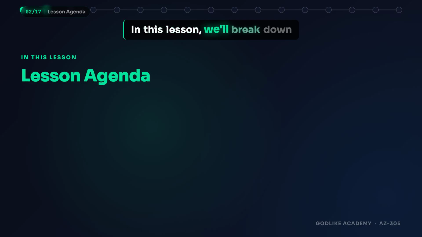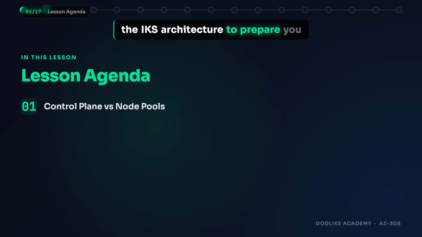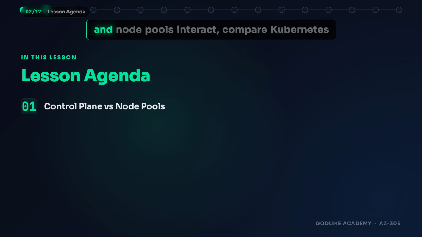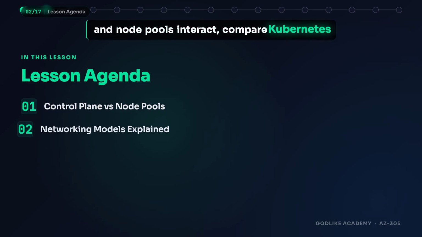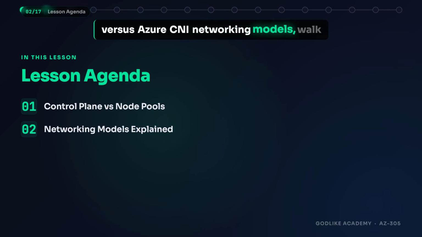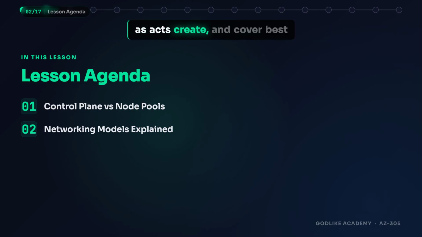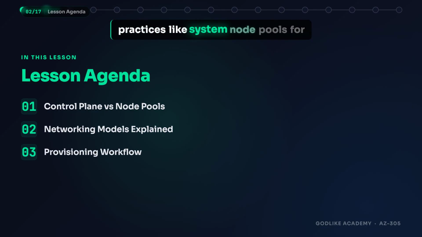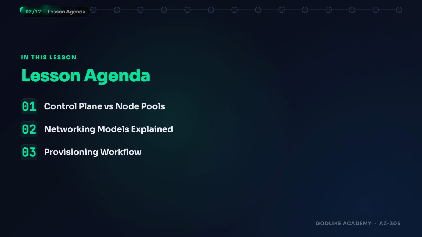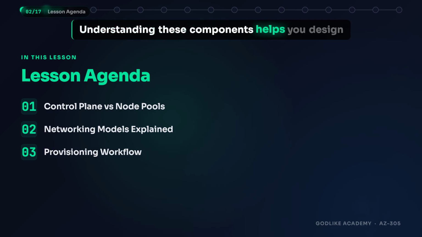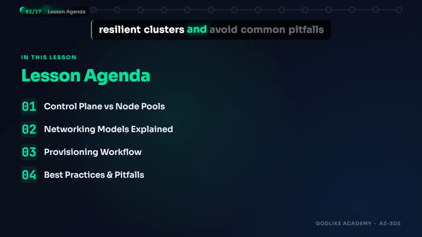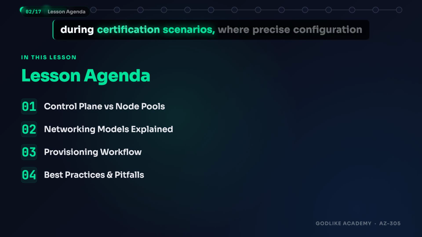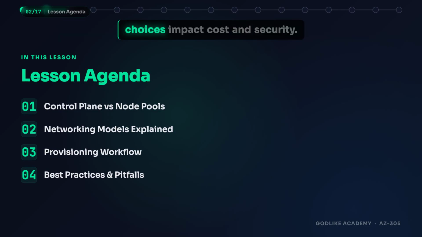In this lesson, we'll break down the AKS architecture to prepare you for the AZ-305 exam. We'll examine how the control plane and node pools interact, compare Kubernetes versus Azure CNI networking models, walk through a CLI provisioning workflow using az aks create, and cover best practices like system node pools for CoreDNS. Understanding these components helps you design resilient clusters and avoid common pitfalls during certification scenarios where precise configuration choices impact cost and security.